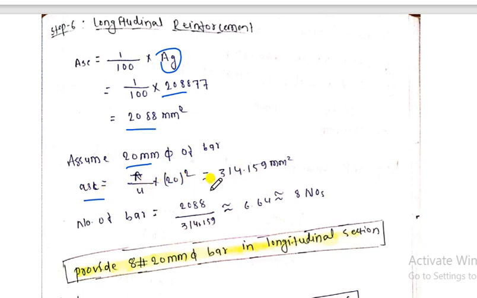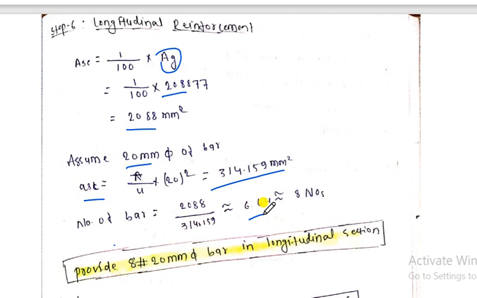So we got 314.5159 mm squares. So number of bars will be capital ASC divided by small AST. So we got 8 numbers. So we always take an even number of bars. In a column we can't substitute an odd number of bars.